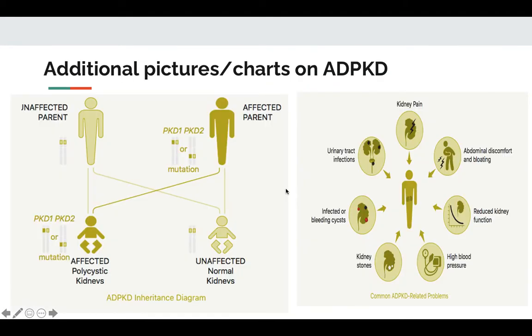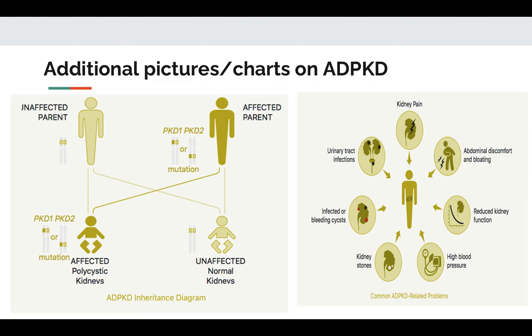And to the right is just another picture of signs and symptoms that I had mentioned. So kidney stones are a big, common symptom with kidney diseases. You'll have infected or bleeding cysts, high blood pressure, reduced kidney function, a lot of abdominal discomfort, and as I said earlier, pain in the sides and the hips, bloating, kidney pain, and urinary tract infections which go along with those kidney stones.